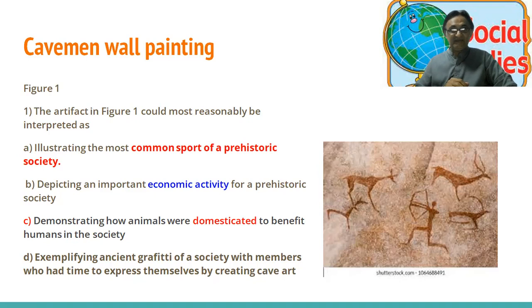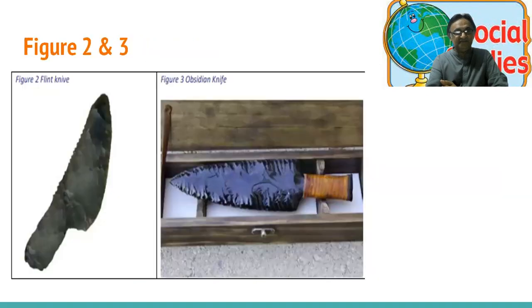The correct answer for this question is D, which is exemplifying ancient society with members who had time to express themselves by creating cave art. So this is cave art, and it was about the members who had time to express themselves. So they were these cavemen, living in caves and creating the cave art. So the first option is the cave art, it's not about an economic activity, so be careful for that. We'll move to the next question.